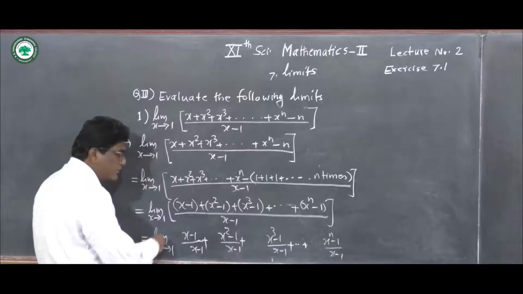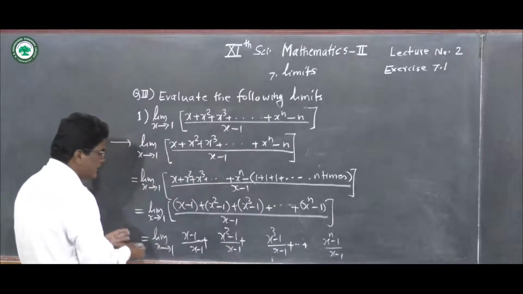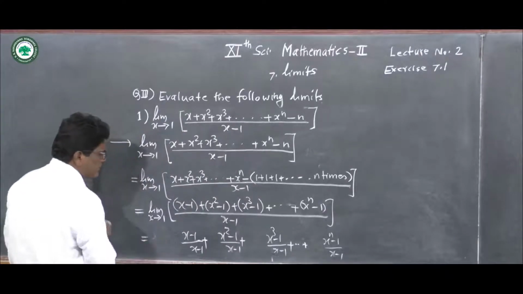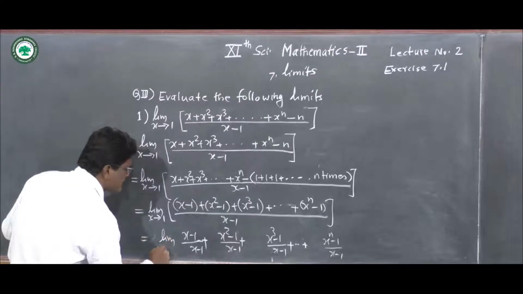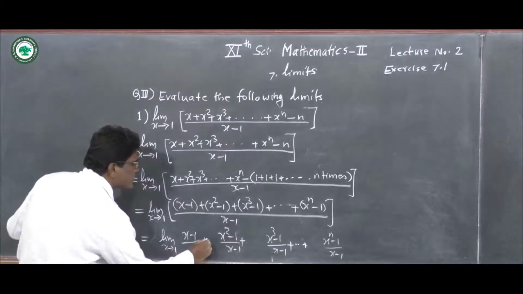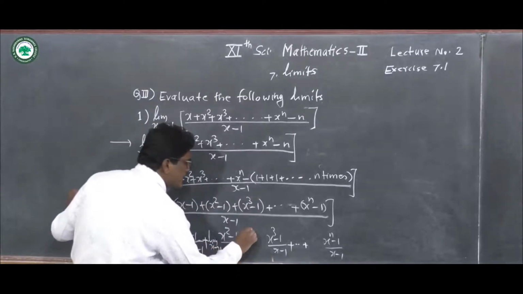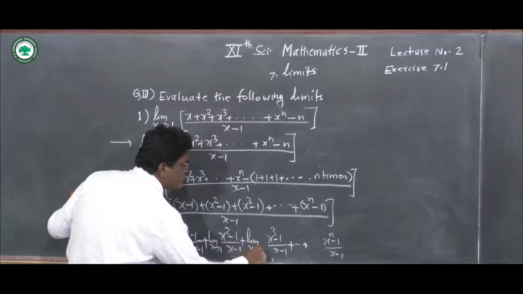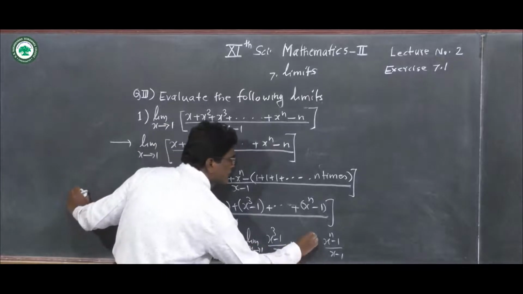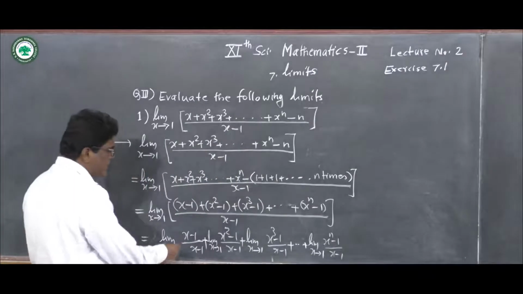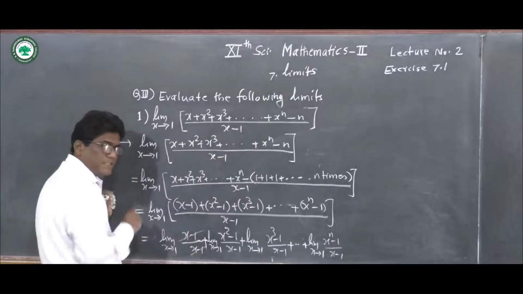And take limit to every term. So we write here limit as x tends to 1. Here also take limit as x tends to 1, here also, and lastly here also take limit as x tends to 1. Now here x minus 1 and x minus 1 get cancelled.